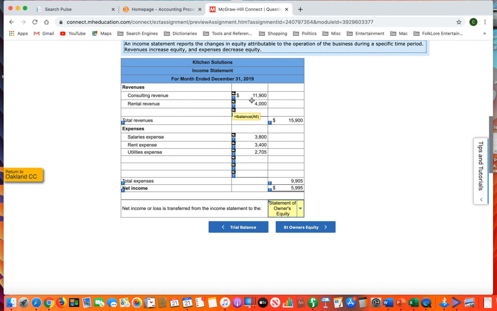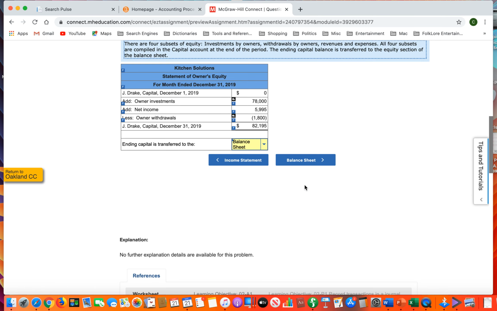So every number on here comes from the trial balance except for the totals, which you generate. And then you subtract the total expenses from total revenue, and you get the net income. And you're going to transfer the net income, as I said, to the owner's equity statement. Notice the heading here, folks. We know the name of the company, the name of the financial statement, and, of course, the period of time that we are discussing: a month that ended December 31.